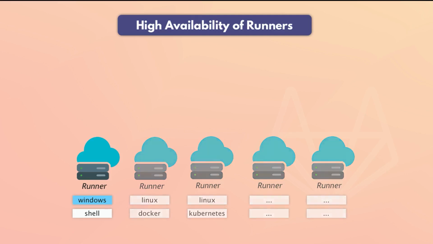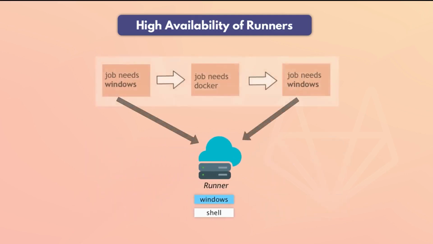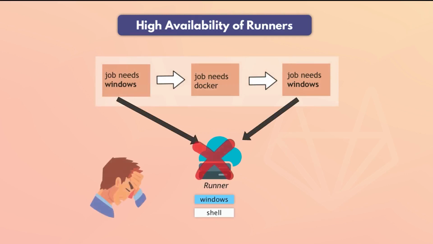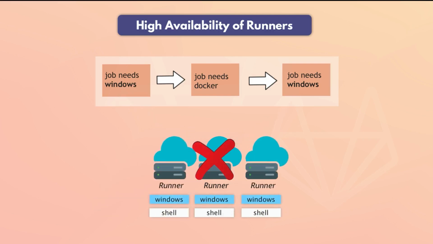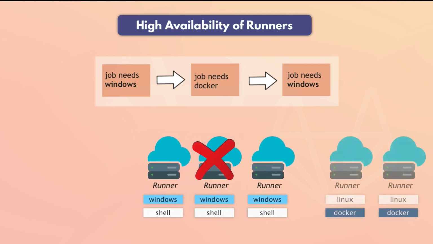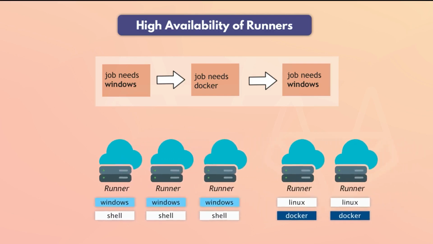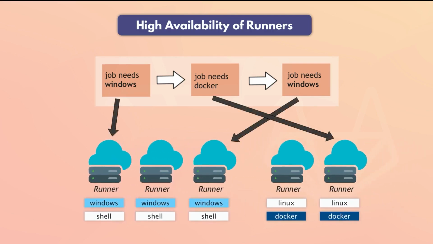Like if you have a Windows runner for all your jobs that need the Windows operating system, and the server where that Windows runner is configured fails, any of your jobs with the Windows runner tag won't have a proper runner to execute on. So usually you would have 2 or more runners of the same type with the same tags, and the job that references those tags will be executed on one of the runners. So this way you also have high availability of your runners and of your GitLab setup.